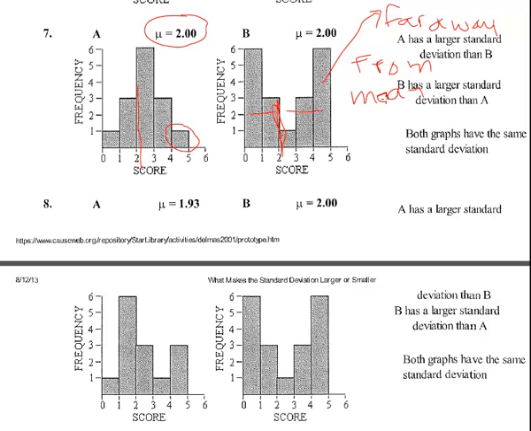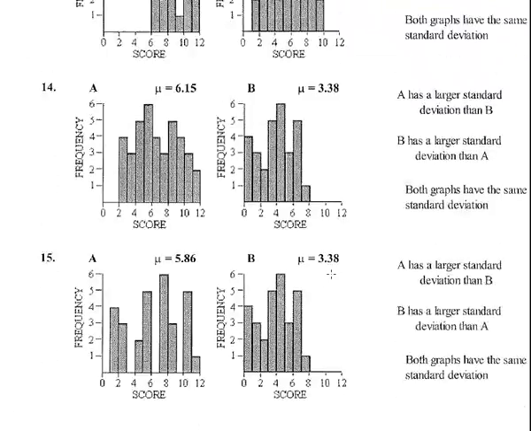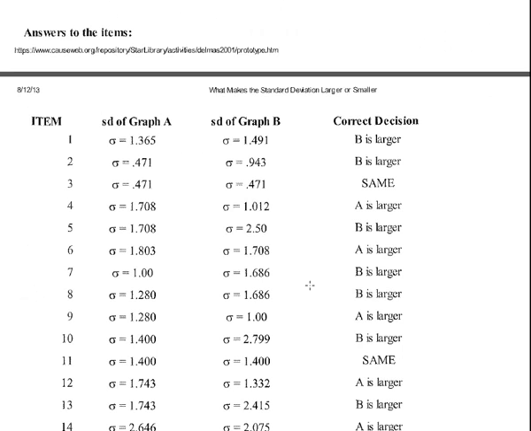And so when we talk about the average distance to the mean, because these are observations that are far from the mean, and where the peak is here, it's closer to the mean, then A is going to have a smaller standard deviation, B is going to have a larger. And so the correct answer is B has a larger standard deviation. So if you scroll down to the last page of this, you'll see the answers for each one. And so B did have a larger standard deviation than A for number 7.